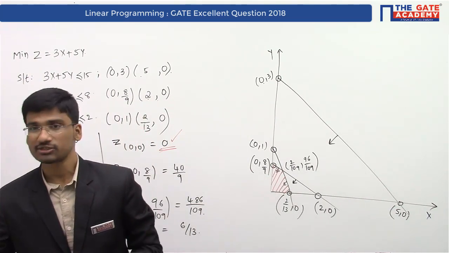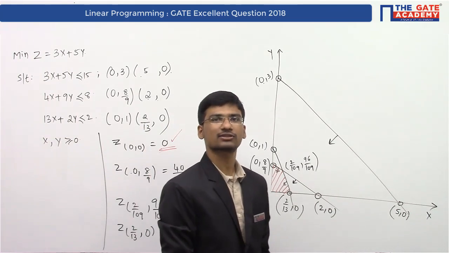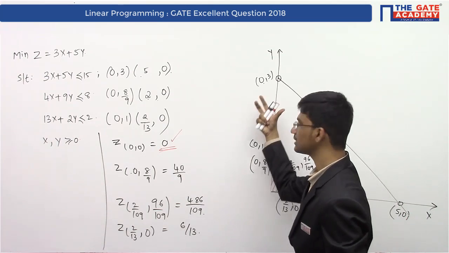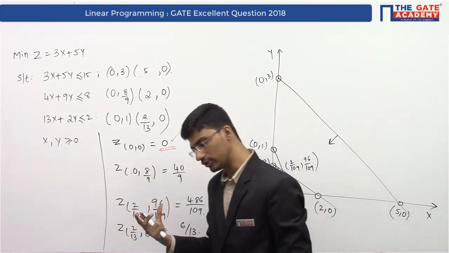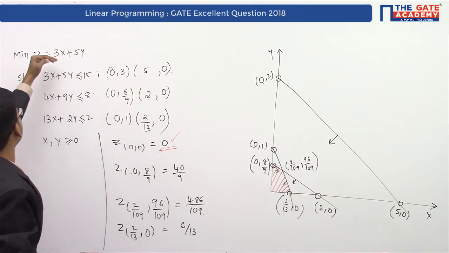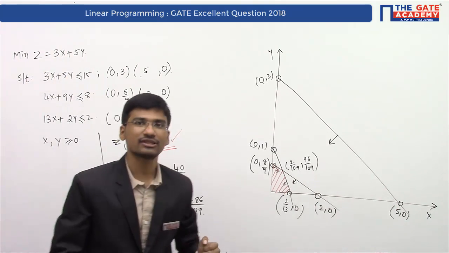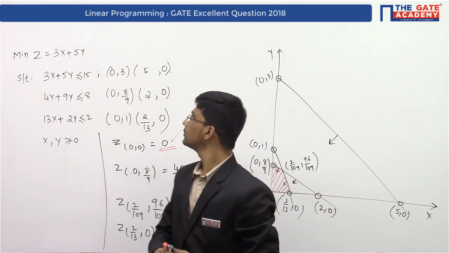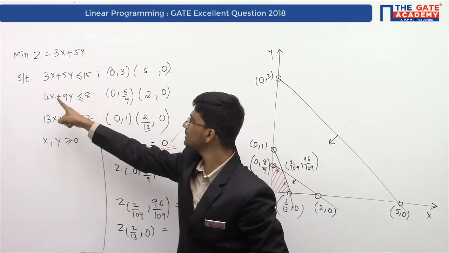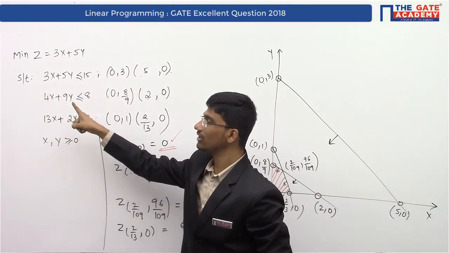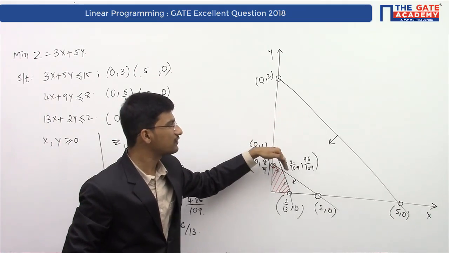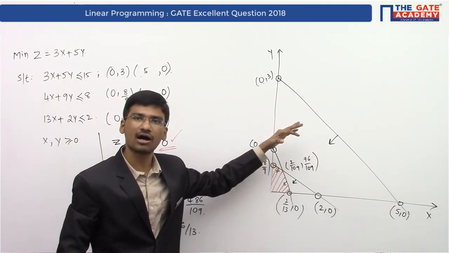Now, just by looking at the question, you can answer this question without actually solving it. So how to do that? If you look at this particular question, this is a minimization question with less than or equal to type constraints, right? So whenever there is a question of minimization with less than or equal to type constraints, your feasible region you will get always towards the origin.